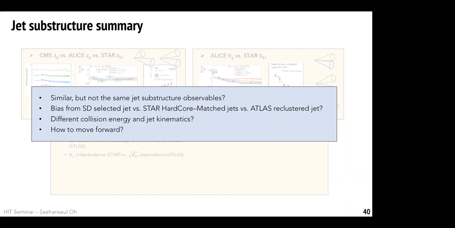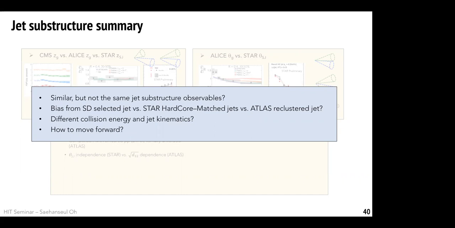By definition, they are not the same. And also, depending on the collaboration, there can be different bias from soft-drop selective jet versus STAR hard-core matched jets versus ATLAS reclustered jet. So depending on how they select jets, there can be some bias in each jet population from each collaboration. And also, comparing LHC and STAR, or different collaborations at the LHC, there are different collision energy and jet kinematics. So these differences may contribute as well.